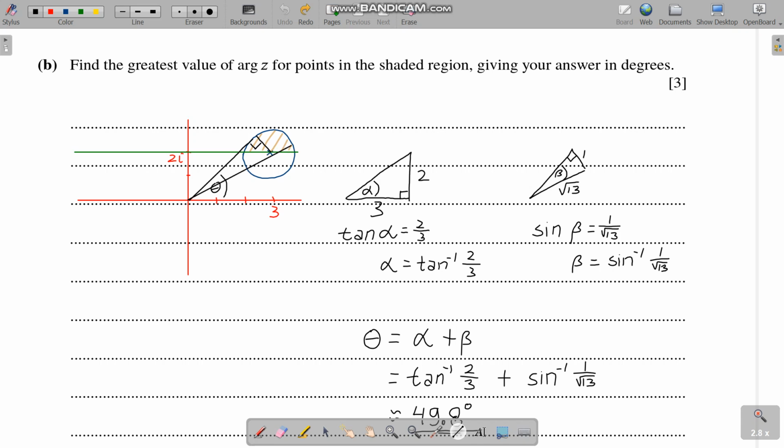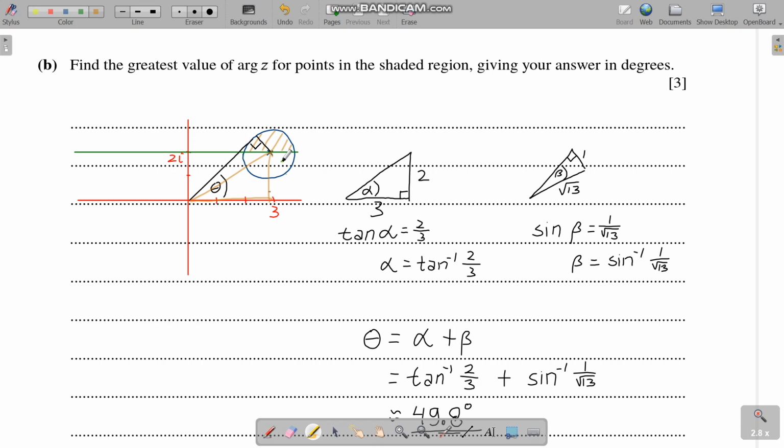Now that happens when this z is touching the circle. So touching the circle means this line is perpendicular to the radius of the circle. So we need to find this angle theta. To find this angle theta, we can just look at this angle alpha first here.